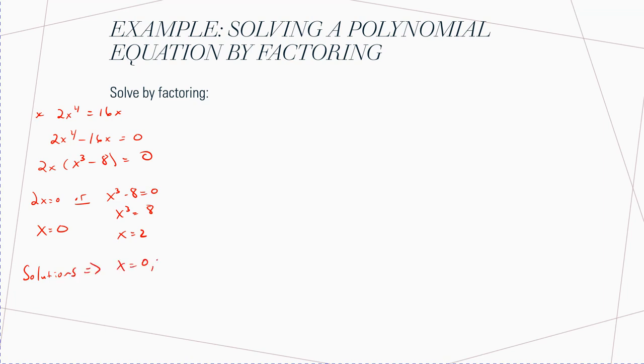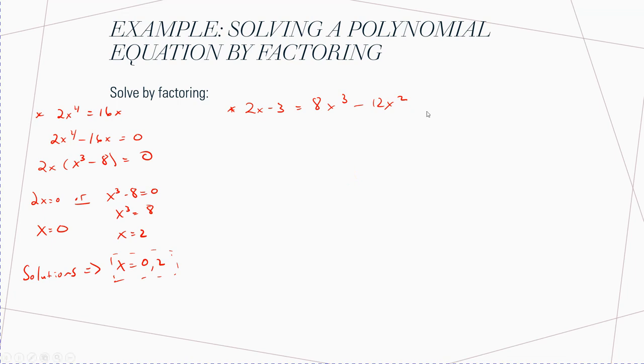Either x is equal to 0 or x is equal to 2. Both work here. All right, let's try this last one here. Let's look at 2x minus 3 is equal to 8x cubed minus 12x squared.